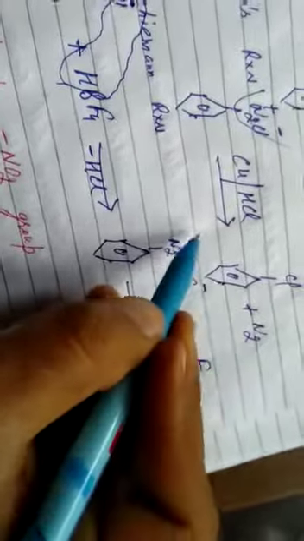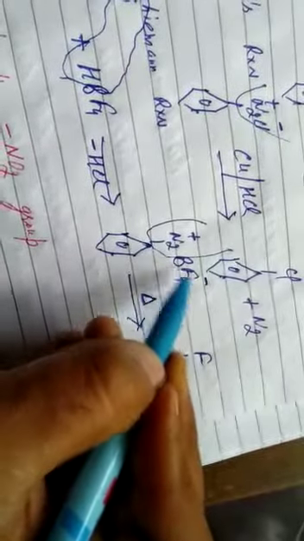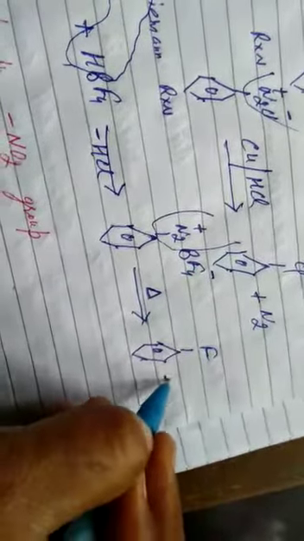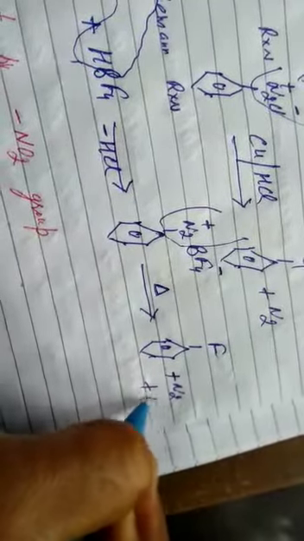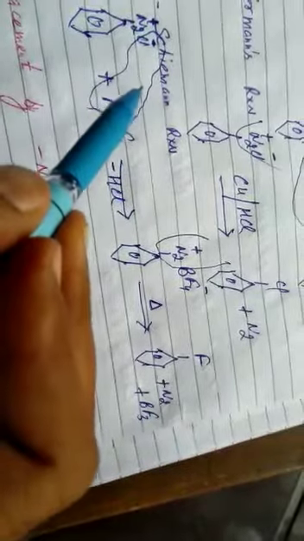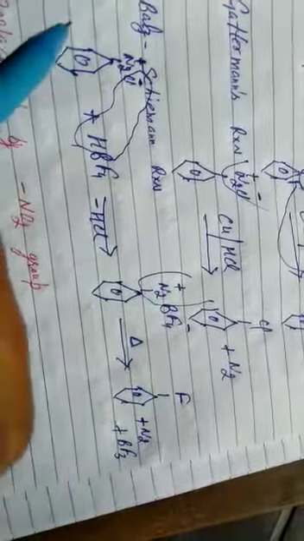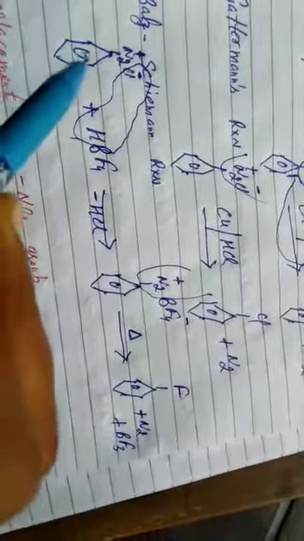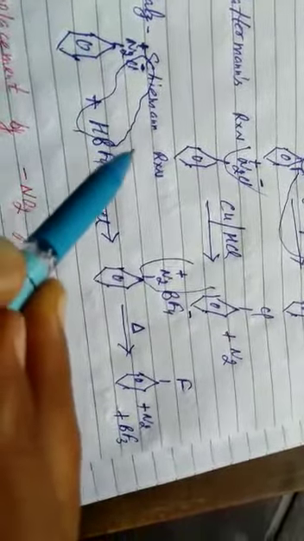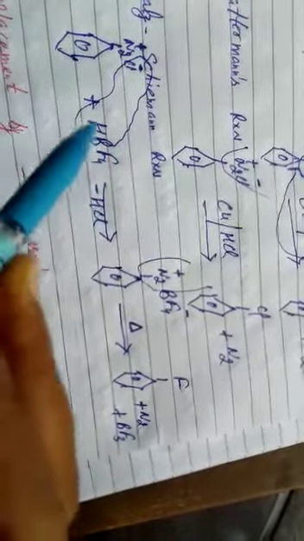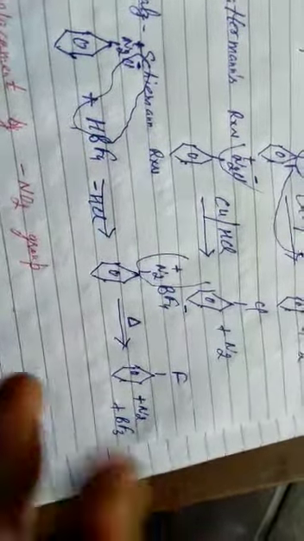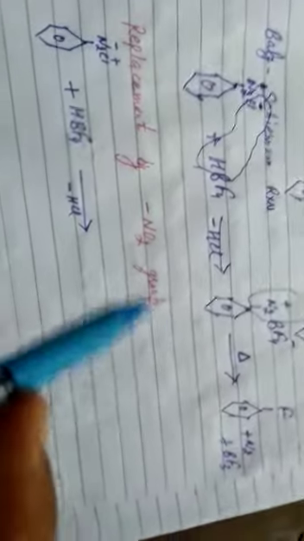Again it is unstable. What will happen? N2 plus boron trifluoride goes in neutral form. It is called Balz-Schiemann reaction. Reaction of diazonium salt, in which diazonium salt is converted into fluorobenzene. Convert aniline to fluorobenzene: at first step diazotization, and in second step, first condition fluoroboric acid, second condition heat, directly make fluorobenzene.